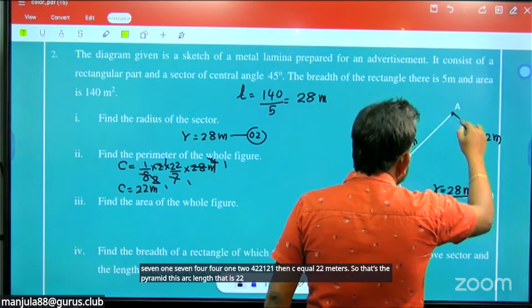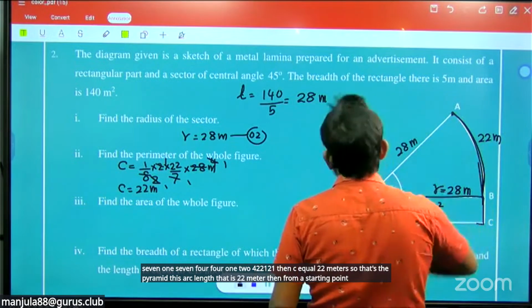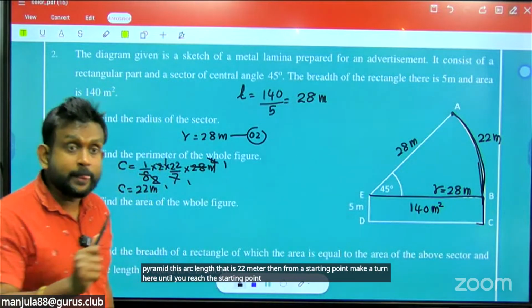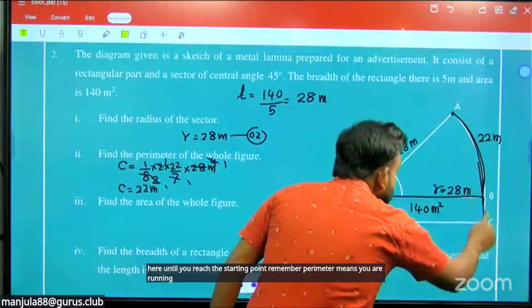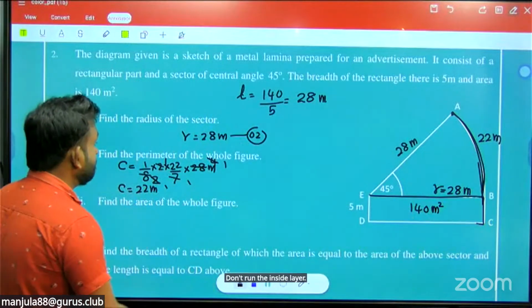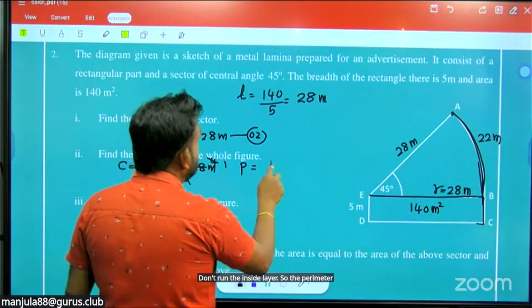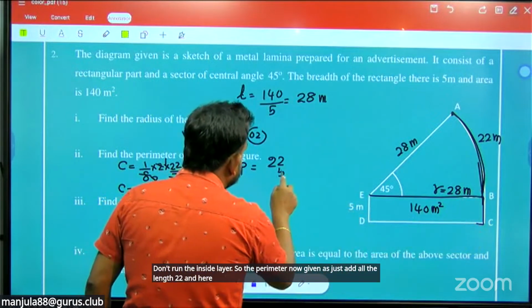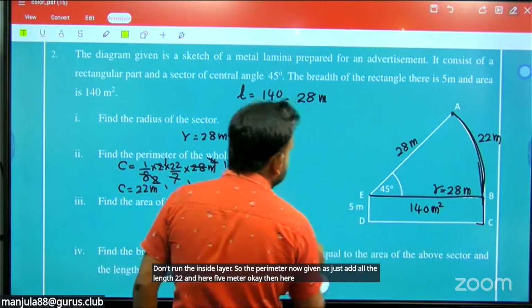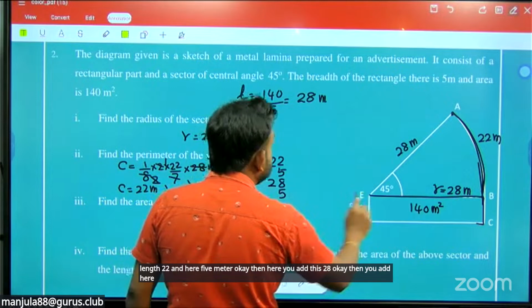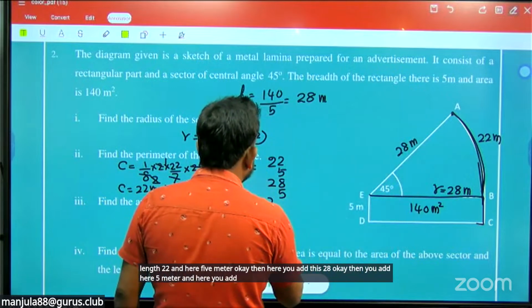Then from a starting point, make a turn here until you reach the starting point. Remember, perimeter means you are running through the external length only, don't run the inside length. So the perimeter is given by just adding all the lengths: 22, and here 5 meters. Then here you add this 28. Then you add here 5 meters and here you add 28 meters.